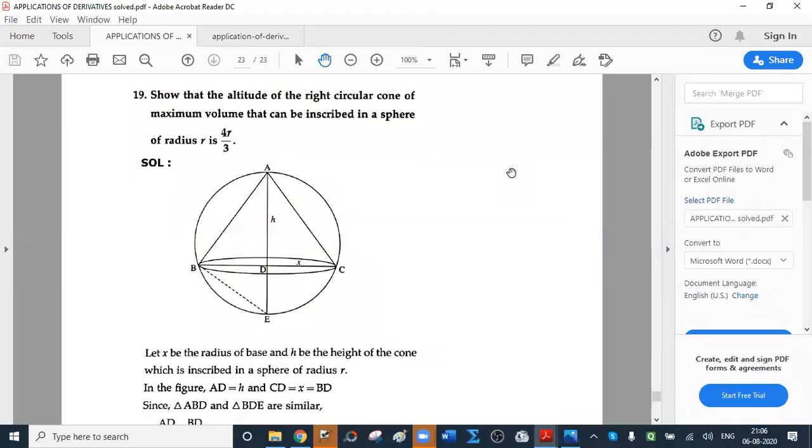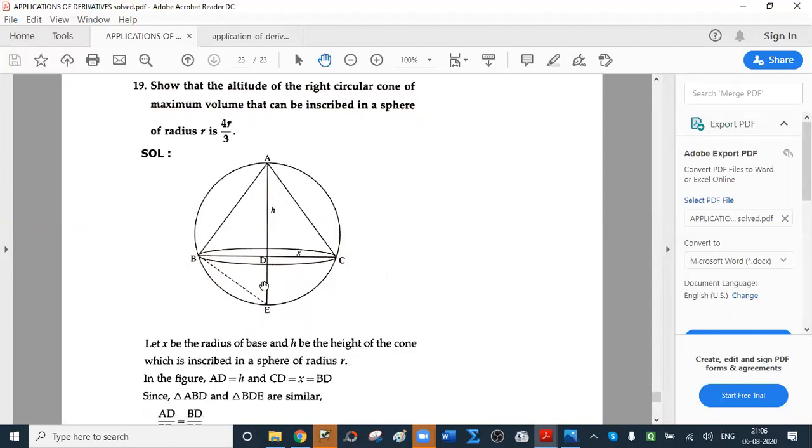Sum number 19: show that the altitude of the right circular cone of maximum volume that can be inscribed in a sphere of radius r is 4r upon 3. This is the cone which is inscribed in a sphere. Let x be the radius of the base, and h be the height of the cone, which is inscribed in a sphere of radius r.